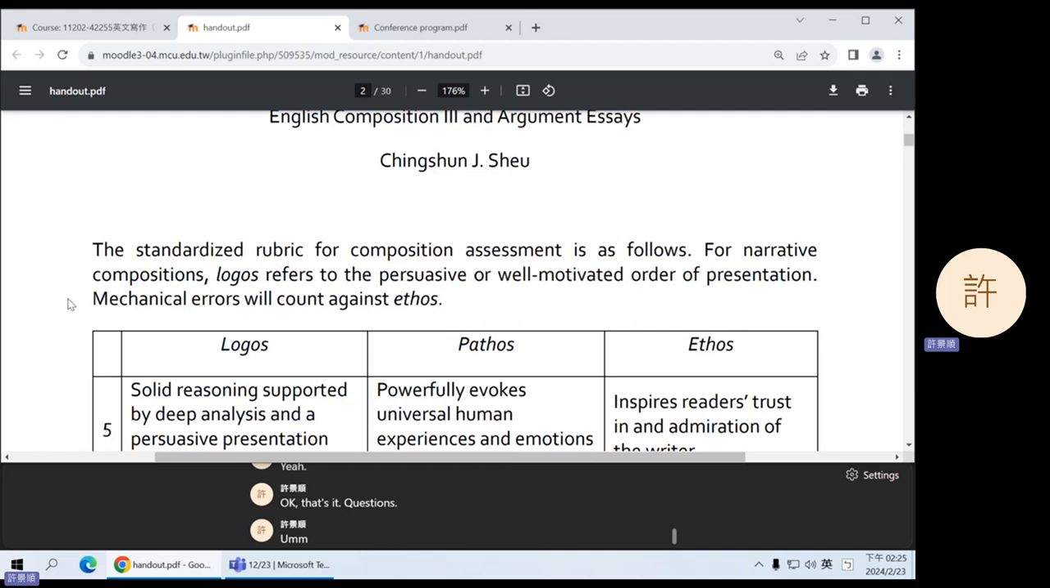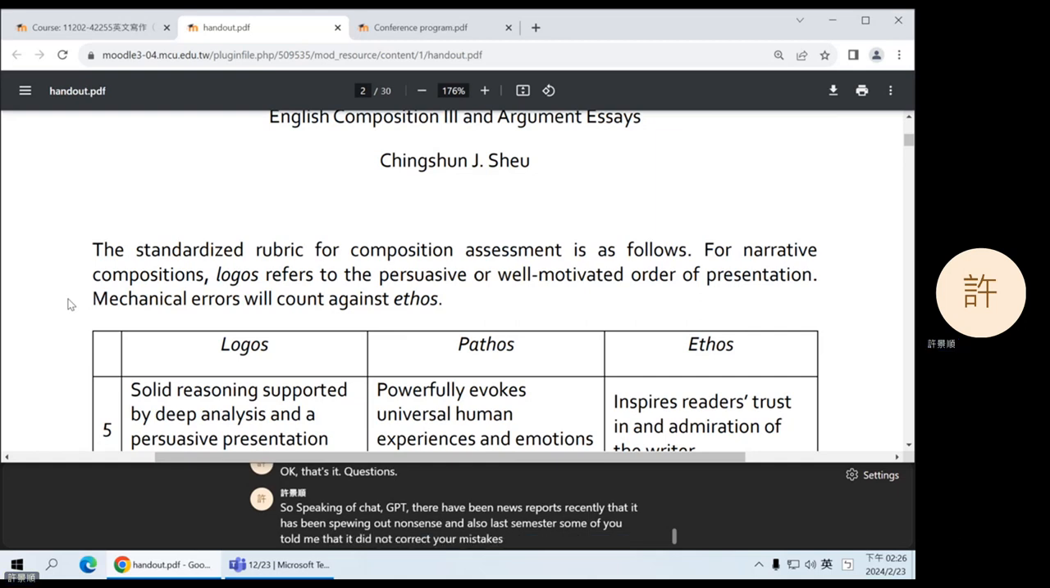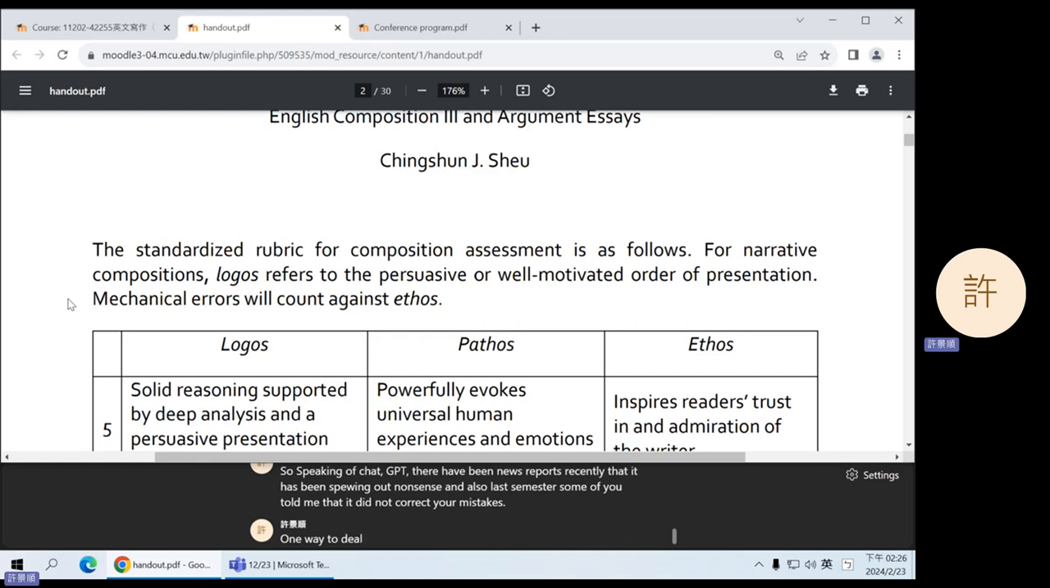So speaking of ChatGPT, there have been news reports recently that it has been spewing out nonsense. And also last semester, some of you told me that it did not correct your mistakes. One way to deal with this is to start a new dialogue every time. Like you're chatting with it, right? So there's a history. But every time you ask it for help, start a new conversation.